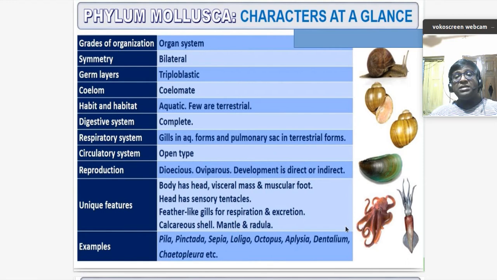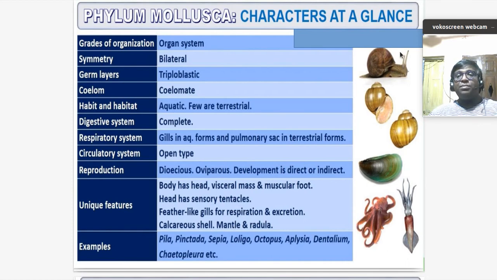So feather-like gills are present for respiration as well as excretion. At the posterior part, you notice this feather-like gills, which is present both for respiration and excretion. They have a calcareous shell. See, they have their homes along with them. Whenever they are disturbed by predator, they just get into their shells and protect their soft body. So they have this hard, calcareous shell.